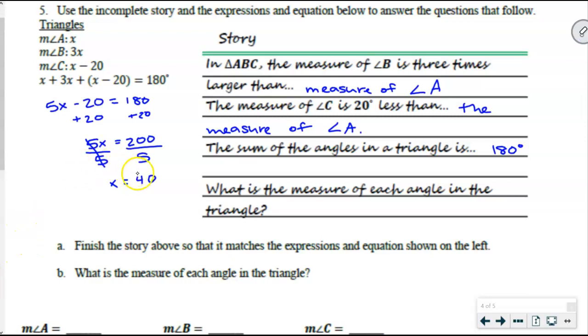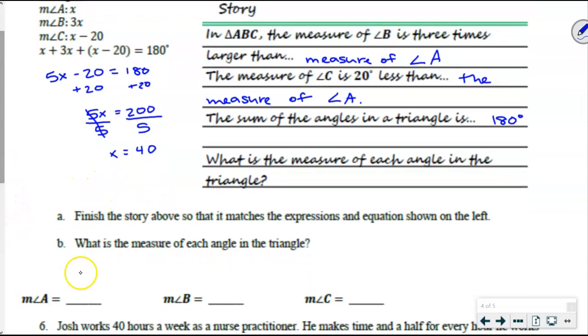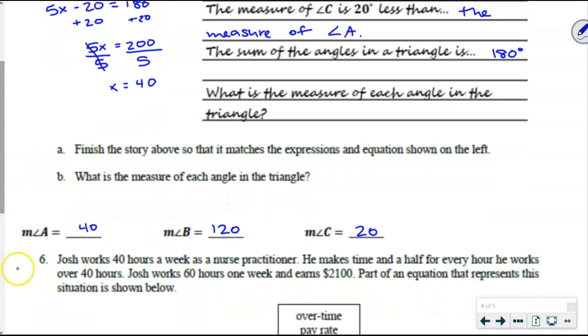No? I did that in my head. Is it 40? Okay. So, what is the measure of each angle? Well, that means A is 40. B is 3 times 40, which is 120. And C is 20 less than 40. 40 minus 20 is 20. And let's just double check. Do they still add up to 180? Yeah. 120 plus 40 is 160 plus 20 more is 180.